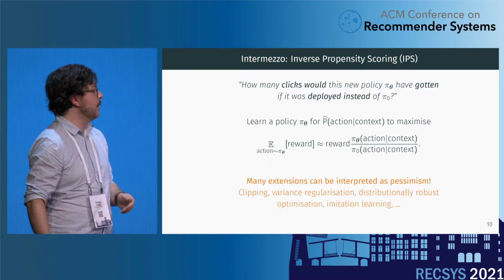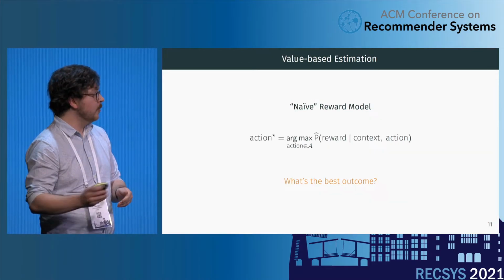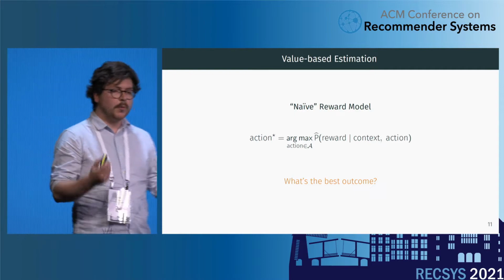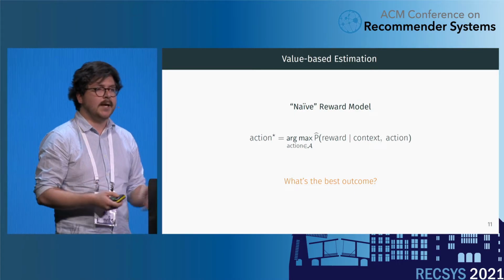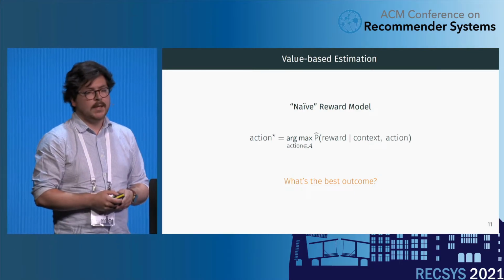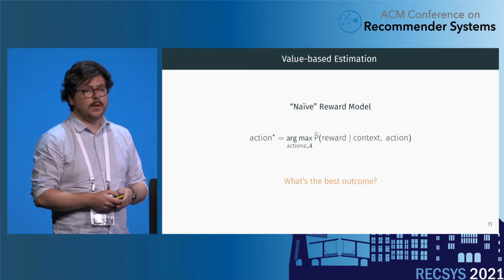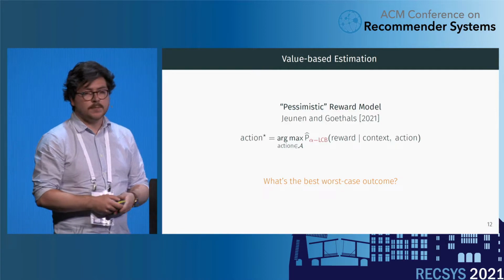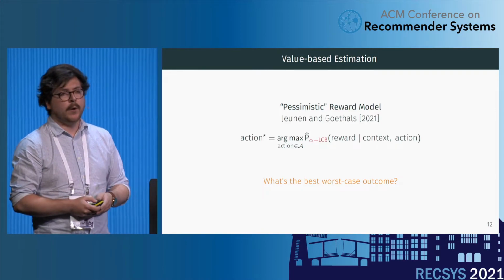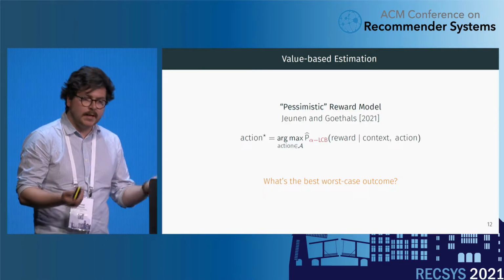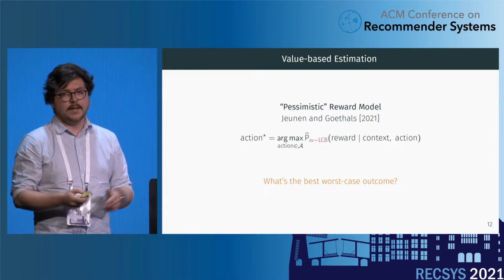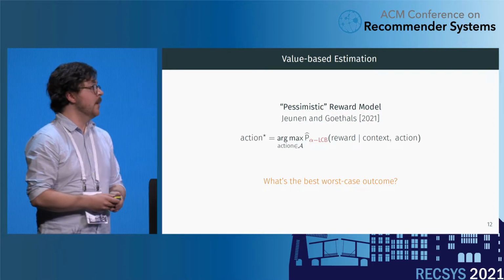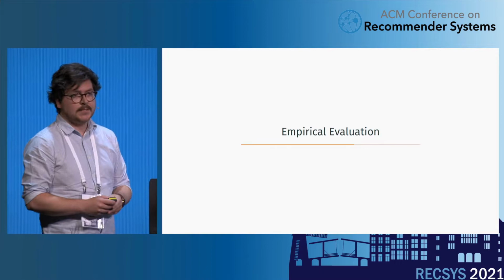Okay, so then we can go back to the value-based models. What you would normally do is just take the action that has the highest probability of a reward, and then you try to answer, well, what is the best outcome? But we propose to use a pessimistic reward model where you're no longer looking at what you think is the best outcome, but what's the best worst case outcome. Okay, so does this actually work in practice?